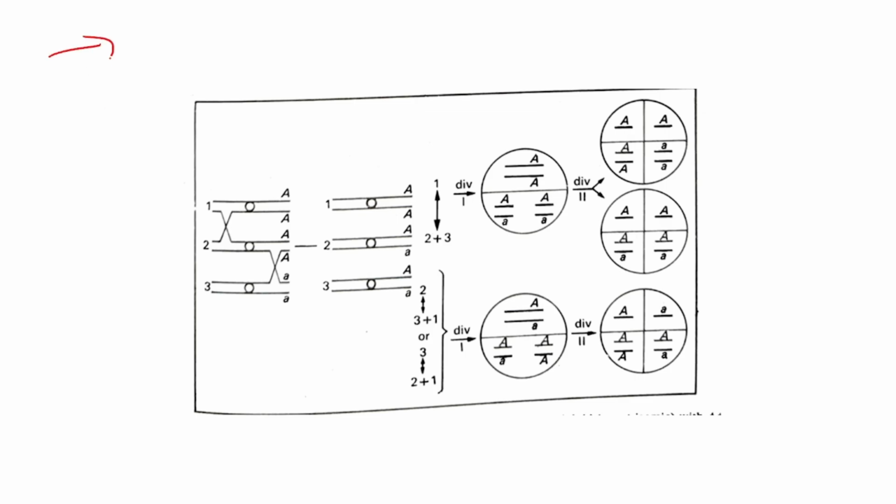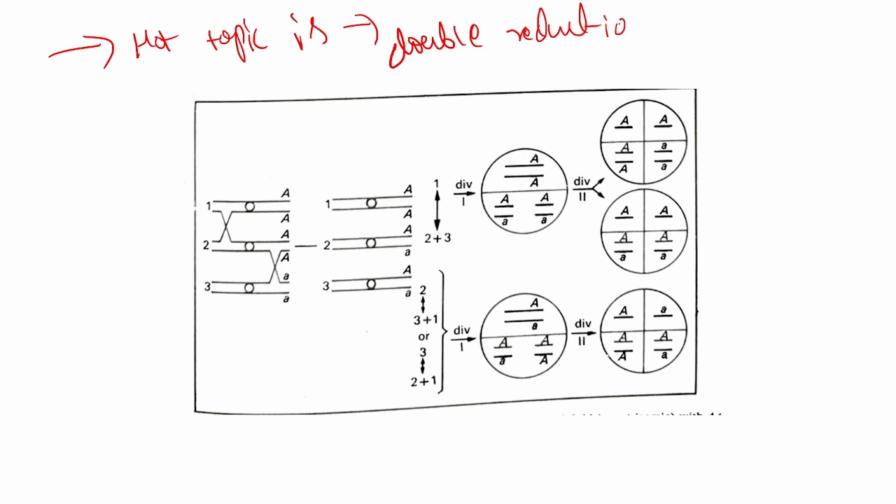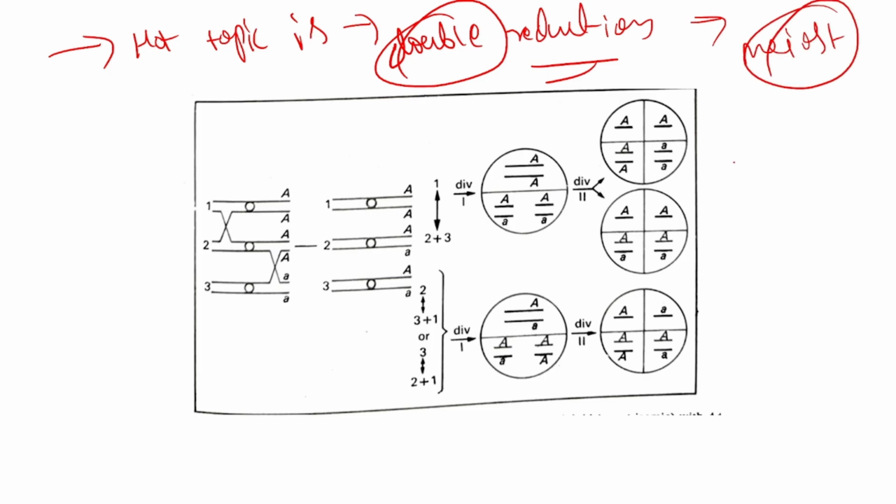And there is another possible hot topic, which is double reduction. The name itself tells reduction double time. What is reductional division, that you all know? It's meiosis. For example, if it is only diploid and there is AA, the possibility of getting an AA gamete is very, very less, and not at all possible.